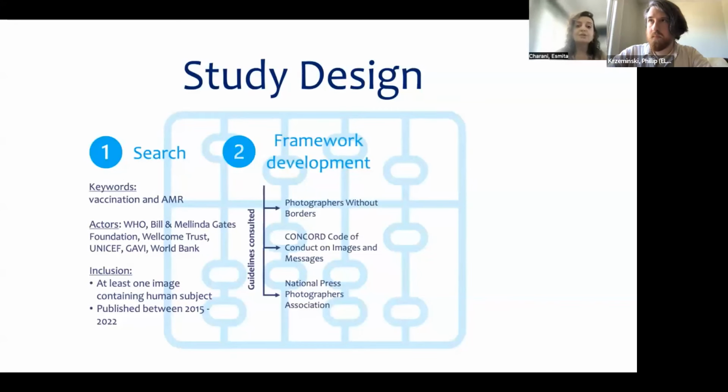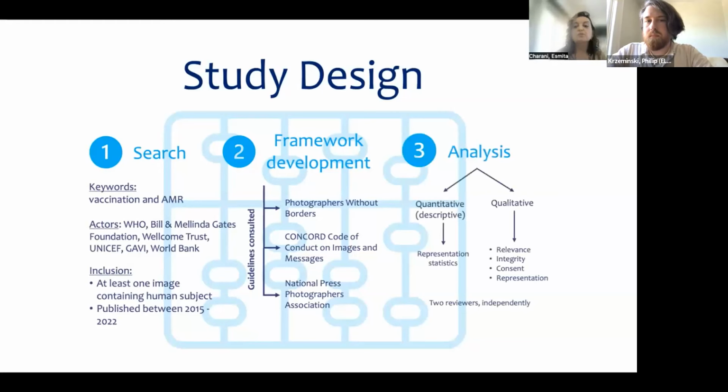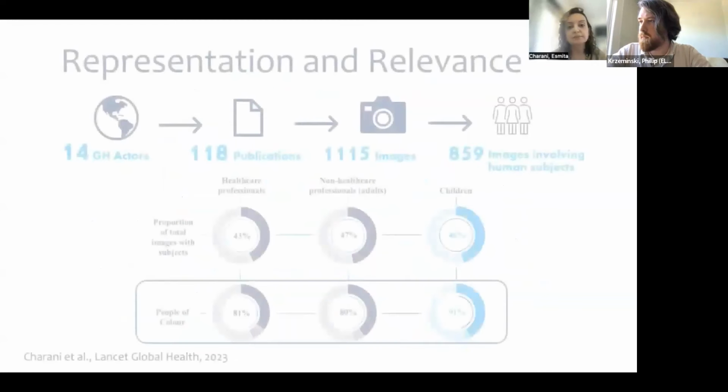And then we had to decide, how do we analyze this? We're no experts in this field. We did this from a place of frustration and we were triggered to do this work. We looked at where there currently are guidelines around use of imagery, and we found Photographers Without Borders having some guidelines, the Concord Code of Conduct on Images and Messages, and the National Press Photographers Association. And we used both qualitative and quantitative methods to analyze. Quantitatively, we provided descriptive statistics of the images, and qualitatively, we assessed the images for relevance, integrity, consent, and representation. And two reviewers analyzed each document and the images within independently of each other.